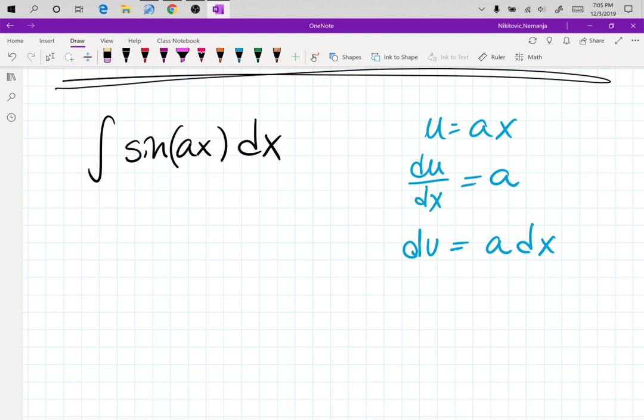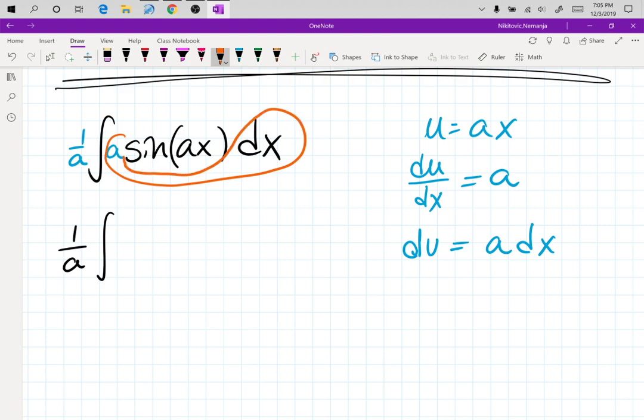And now I don't have a dx, so I can fix it here. I can plug in a and 1 over a. This is another method if you don't like dividing both sides by a and stuff like that. You can just put the a that you need and then balance it outside with 1 over a. So now I have 1 over a integral. Here's a peanut. If you're allergic to peanuts, just use the whole bag then.